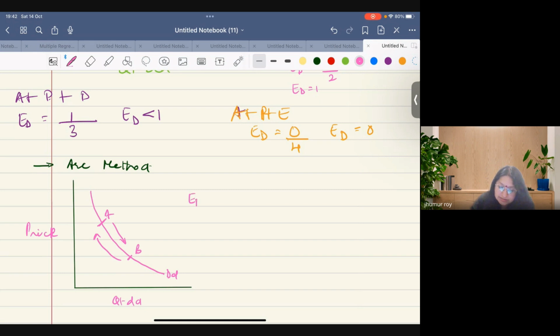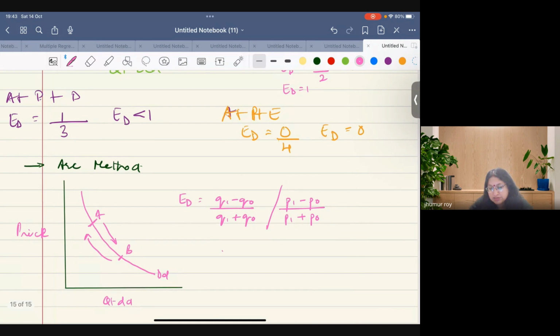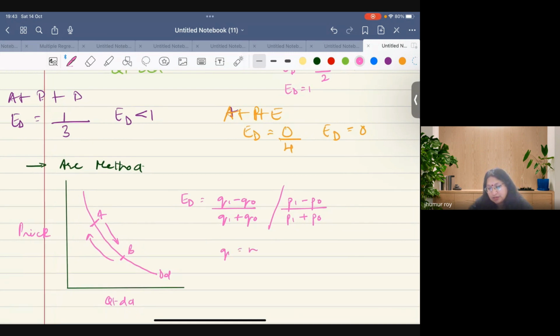Elasticity of demand is (Q1 minus Q0) divided by (Q1 plus Q0), whole divided by (P1 minus P0) upon (P1 plus P0). This is the formula used to calculate elasticity of demand. Here, what is Q1? Q1 is the new quantity.